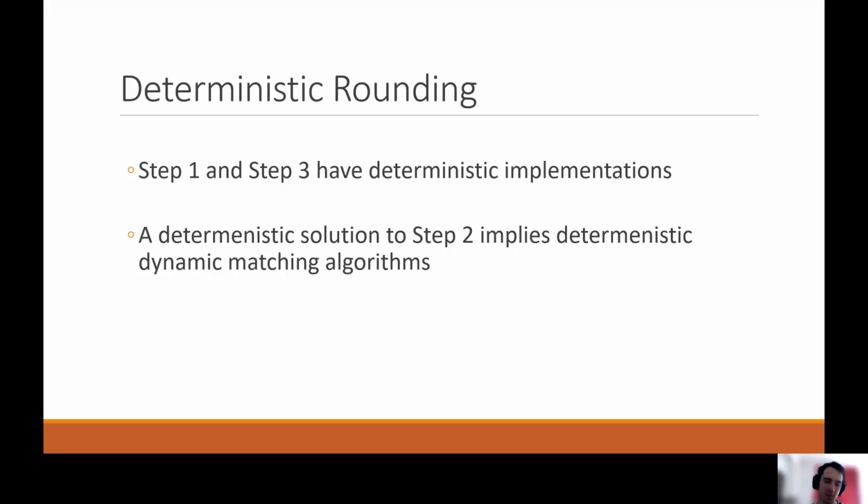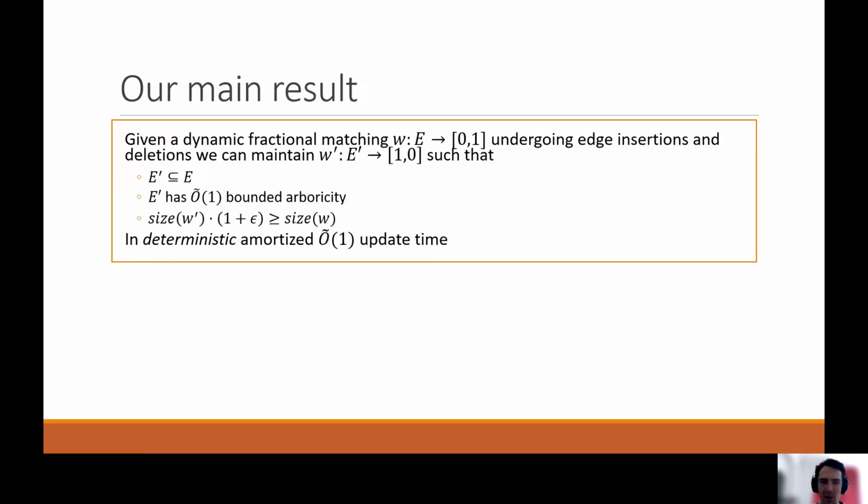Okay. The point here is that step 1 and step 3 have very nice deterministic implementations, whereas step 2 in this 3-step process only had randomized solutions. Therefore, solving that deterministically instantly determinizes the whole process. And this is the main result of our paper, somewhat formalized here, but not too formally. Obviously, details are in the paper.